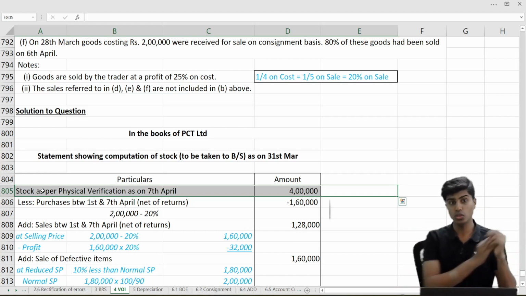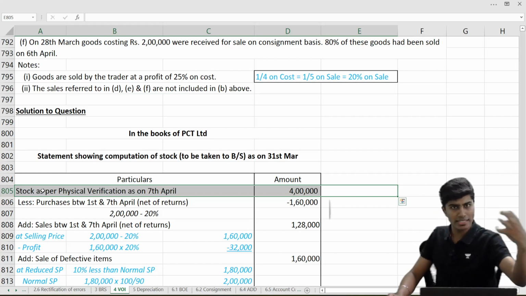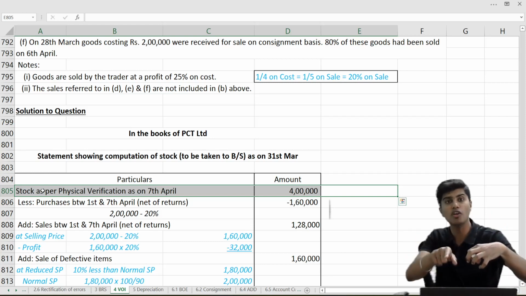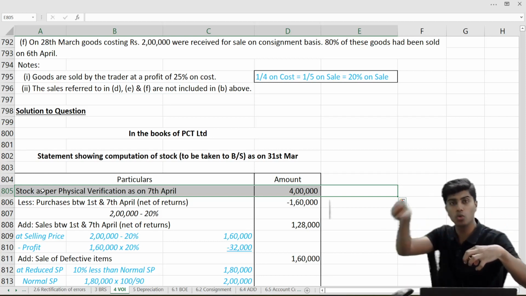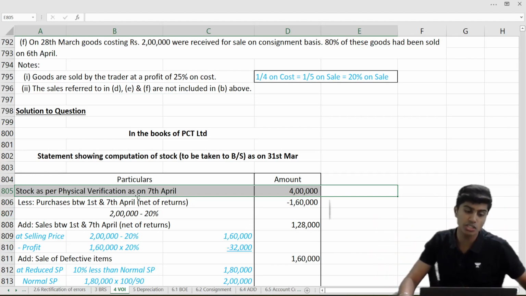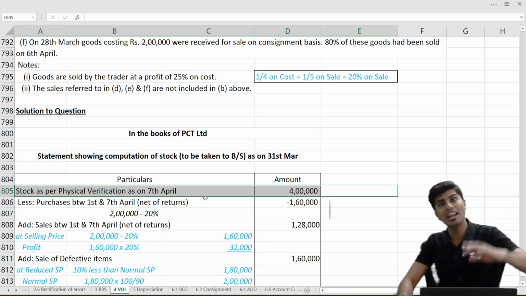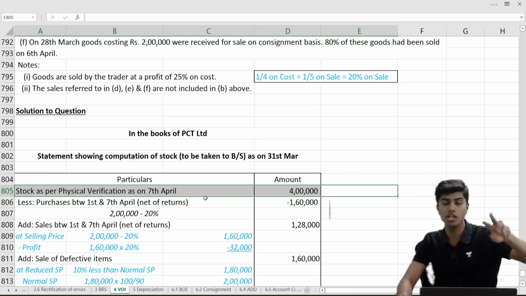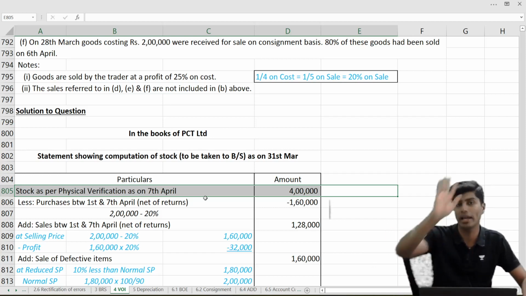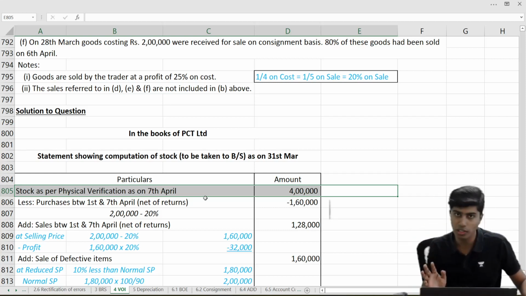Of this 2 lakh worth goods, he returned 20% to us on 6th of April. So 20% of the stock has come back to us. We didn't count the inventory on 31st of March. We counted the inventory on 7th of April. So when we count on 7th of April in our godown, the 20% stock is also counted. And our starting point is this stock value that is there in the godown on 7th of April. So this 4 lakh rupees already includes 20% of inventory. So now we need to include only 80% of the inventory, that is 80% of 2 lakh rupees. I hope you understood till here.